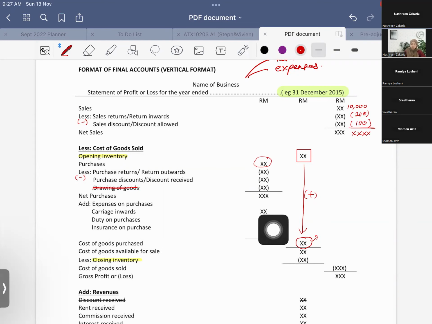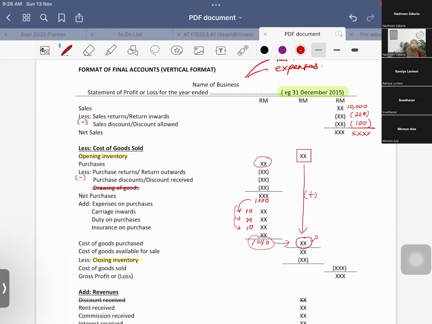Okay, if you look here, the value, you put it at the second column. Meaning, let's say your net purchase here is 1,000. Okay, after you add with your expenses on purchases, let's say here carriage inward RM10, RM20, RM10. After you add your net purchase with all of these values, kan? So the value here is RM1,040, kan? After you plus all, RM1,040, you should put this value at the second column.